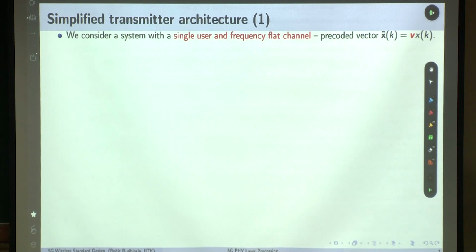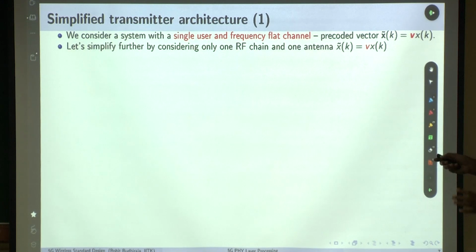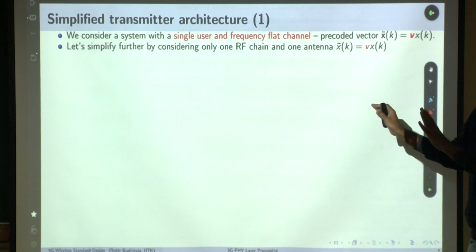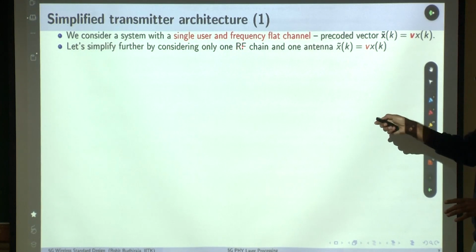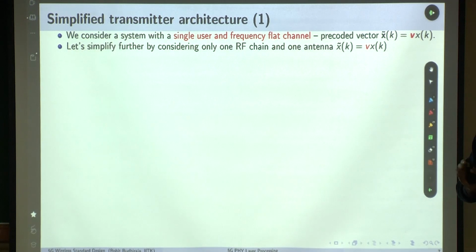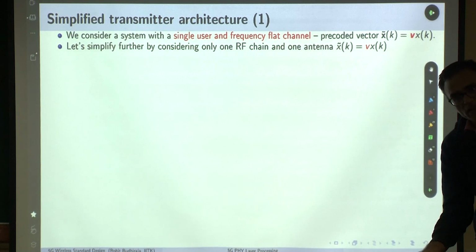Let's understand then. To begin with, let me simplify it further. I am considering one RF chain and one antenna as of now. I will increase it to as many antennas as you want. But first I have simplified it by considering only one RF chain and one antenna. We are interested in one RF chain and hundreds of antennas, because this is a simplified architecture. I can have only one RF chain, and I can increase the number of antennas.